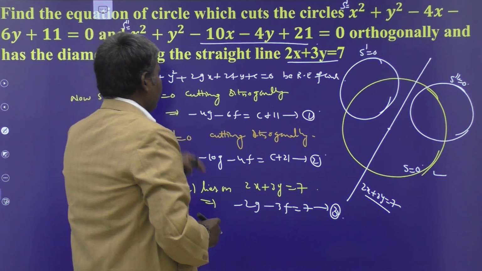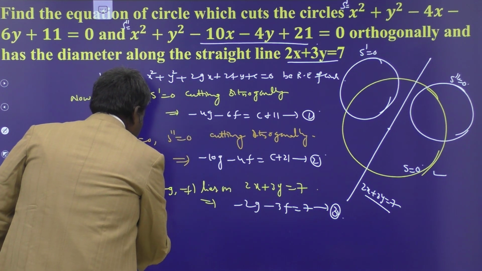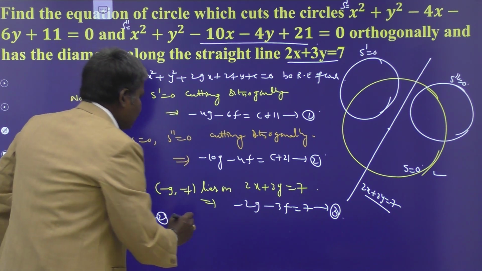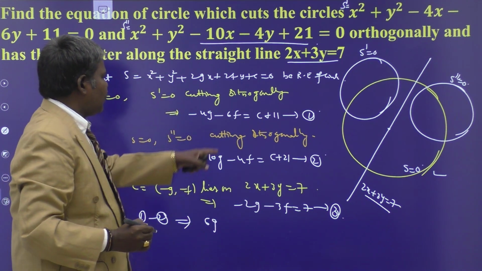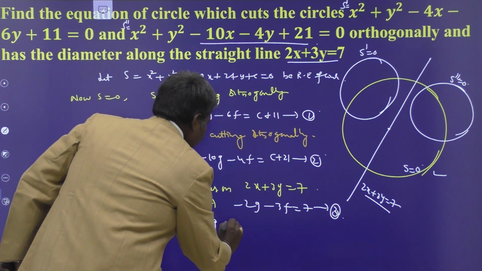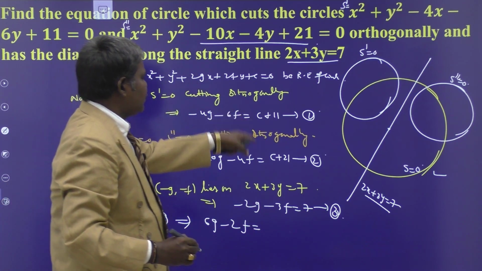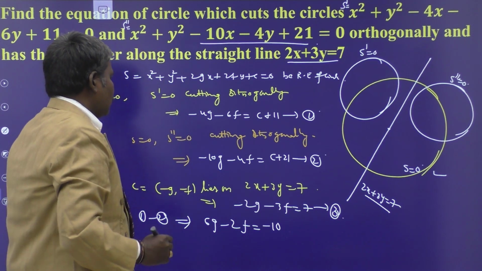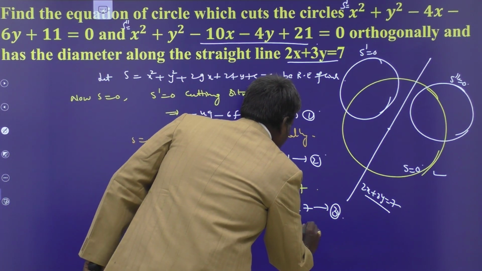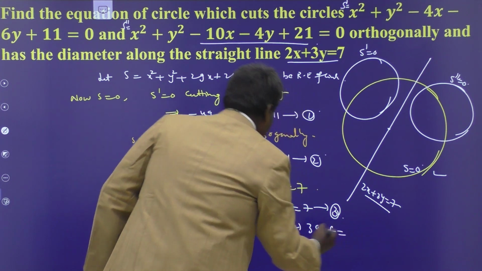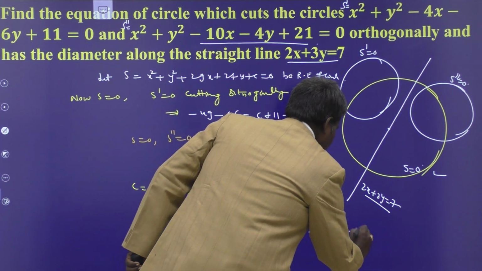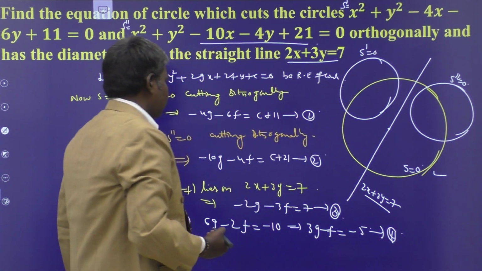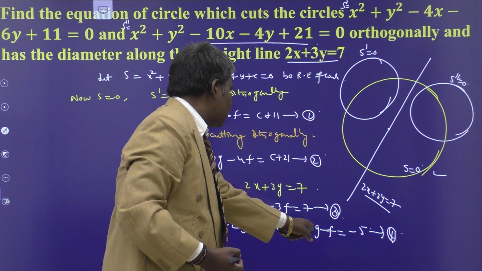How to solve that one? 1 minus 2, we eliminate c first of all. 1 minus 2 implies, my dears, this is 6g. Next what? Minus 6 plus 4, minus 2f is equal to, c gets cancelled, that is minus 10. So we have 3g minus f is equal to minus 5. This is equation number 4. This is obtained from 1 and 2. Now we are going to solve these two equations.